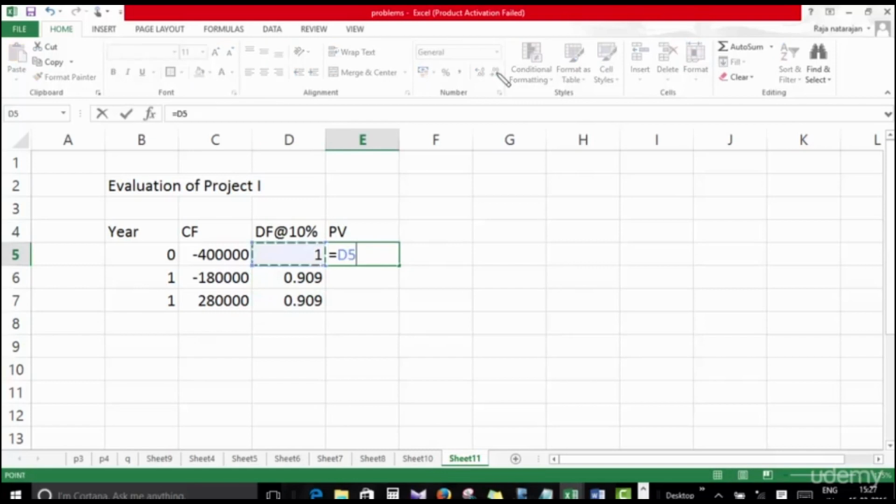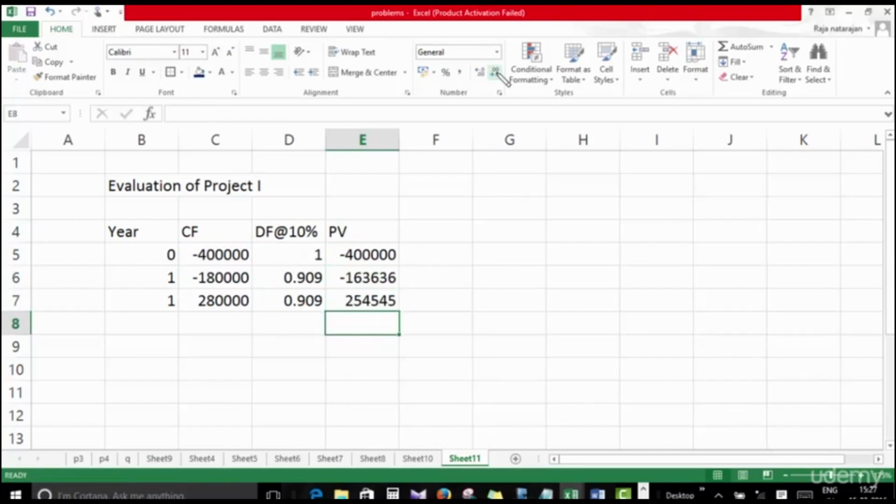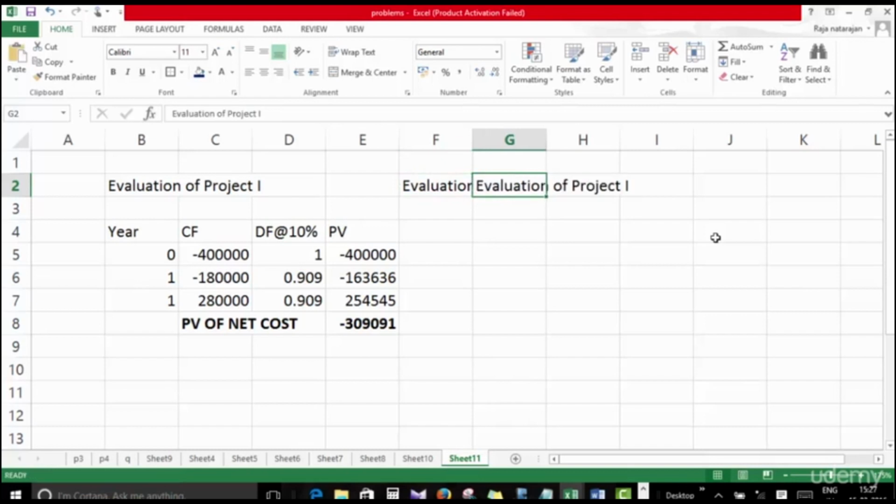Now let me multiply the cash flow by the discount factor for year 0, year 1, and again year 1. If I total all this, I get the total present value. It is the present value of net cost. Present value of net cost in project 1 is 3,09,091. Since it's an outflow, it is with a negative sign, so we are calling it cost. Then let us do the evaluation of project 2.